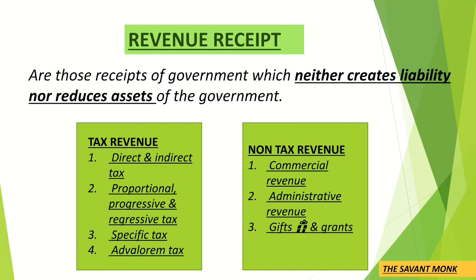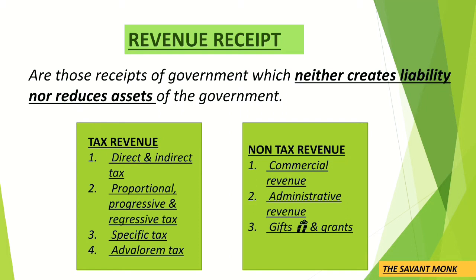So revenue receipts are those receipts of the government which neither create any liability nor reduce the assets of the government. Okay. So neither creates liability means there is no repayment burden. It means the government is getting this money without taking any loan. And nor reduces assets means government is not selling out its property for getting this money. So it is neither creating any liability nor reducing any assets.